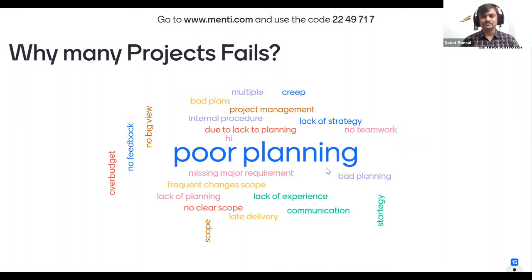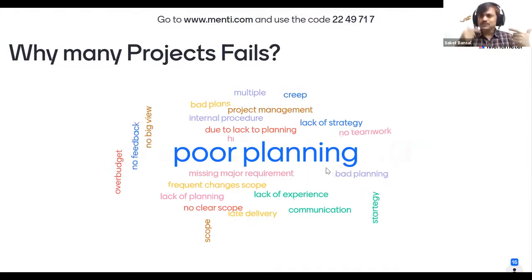A scope creep, poor project management, no feedback, no big view, over budget. All these things make some of the projects fail. So I can say yes. Yeah. Now, if we get a little deeper into it, why poor planning?